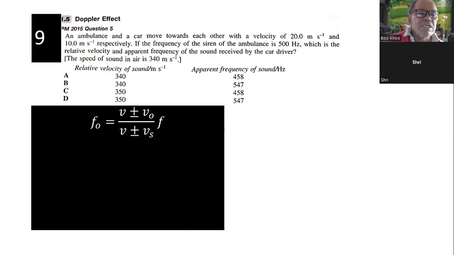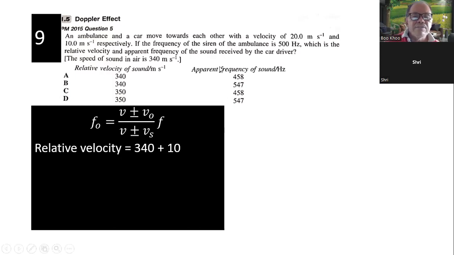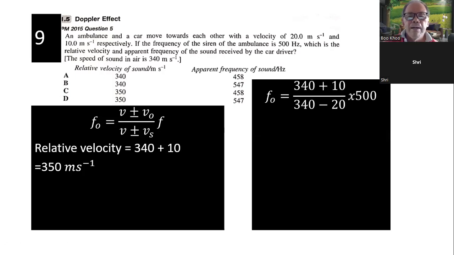Relative velocity of sound, right? You have the speed of sound plus the speed of the car. They are moving towards each other, that's why we add them up. The top there, we get 350. Okay, so the top we have calculated.